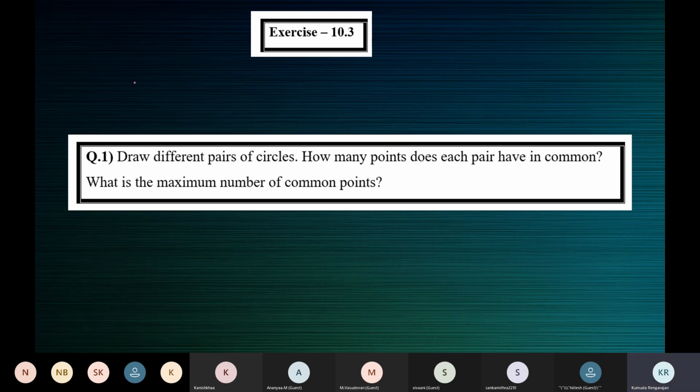Okay, so we are going to draw circles that have no point in common. Maybe like this, one circle like this, and no point in common. Again, we are talking about the points that lie on the circumference of the circle, not the circular region. When we say points, we are talking only about the points on the circumference. Okay, so we have a circle.